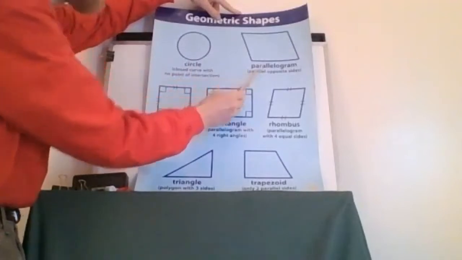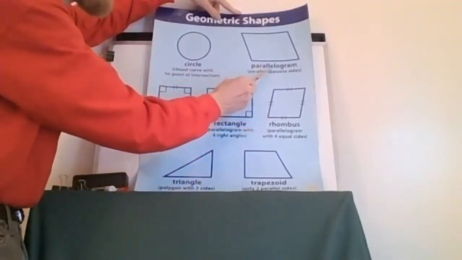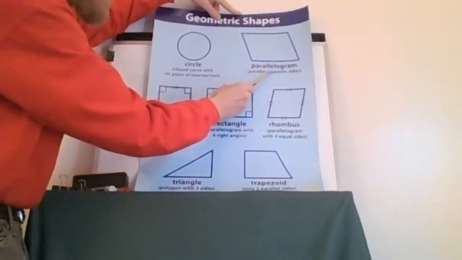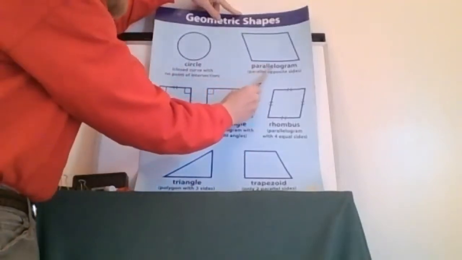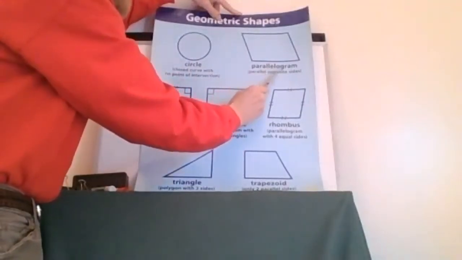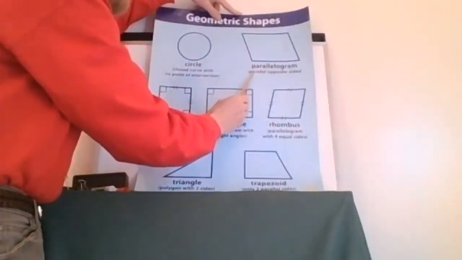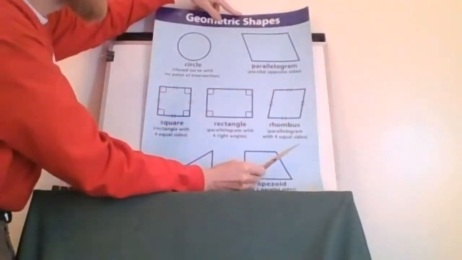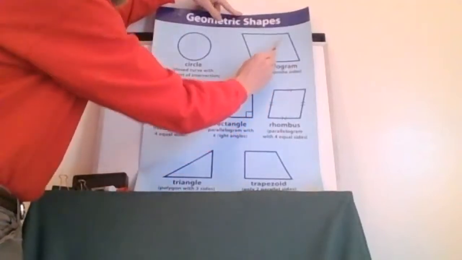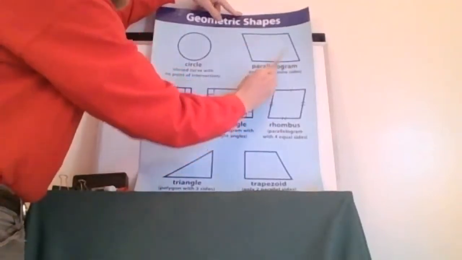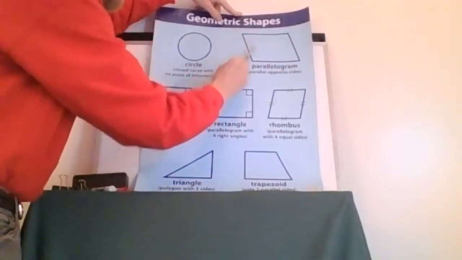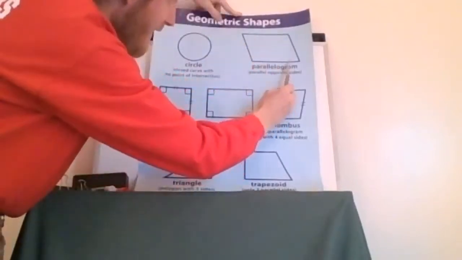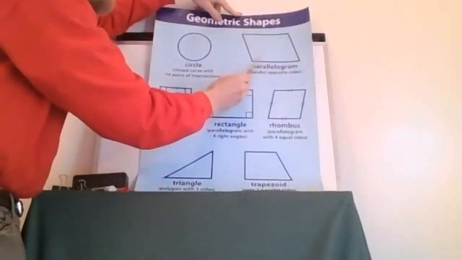A parallelogram. Everyone say that with me. Parallelogram. Notice how it's spelled. L-L-E-L. Parallel. And then O-gram. Parallelogram. Parallel opposite sides. That means you see this? These are lines running parallel with each other, and these are parallel with each other. Remember the parallel lines? These lines are parallel, and these lines are parallel. So we call it a parallelogram.